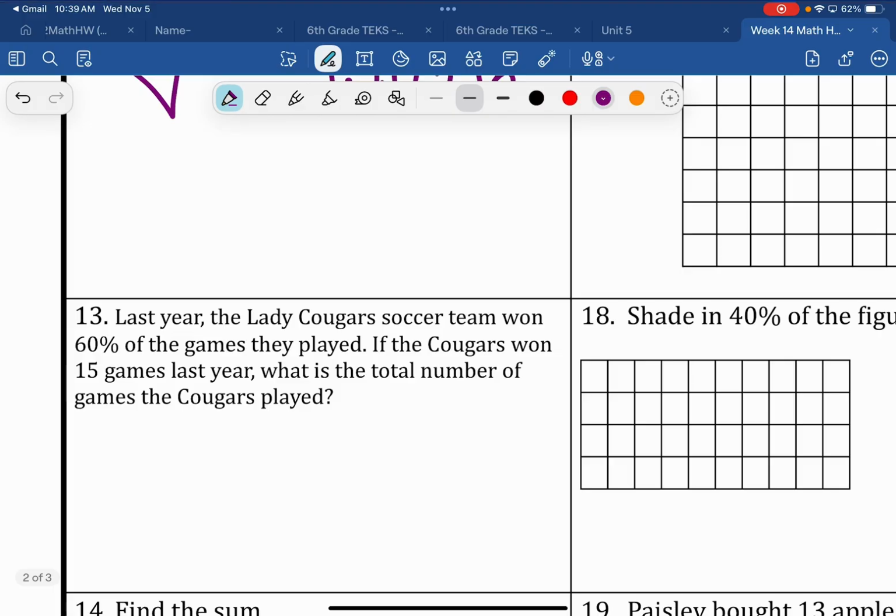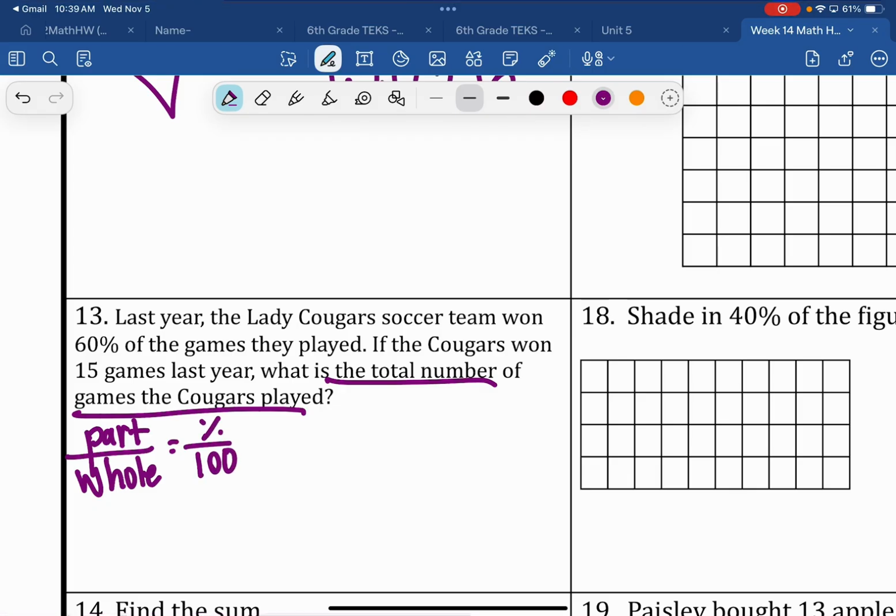Last year, the Lady Cougars team won 60% of the games they played. If the Cougars won 15 games last year, what's the total number of games the Cougars played? Again, this is a percent proportion. So you have your part and your whole equals what percent over 100. If they won 15 games last year, what's the total? So we're missing the whole. So we have 15 over, I don't know, equals 60 over 100.